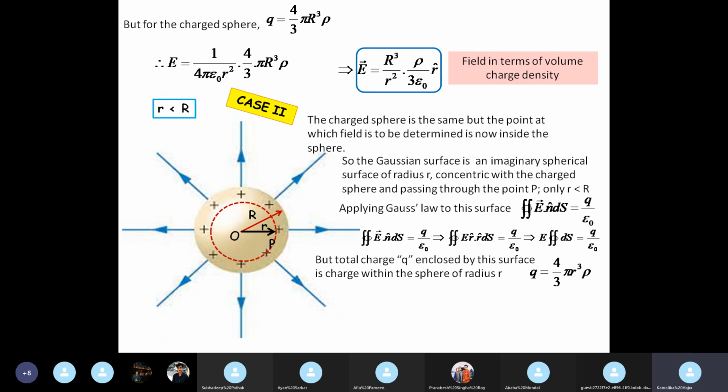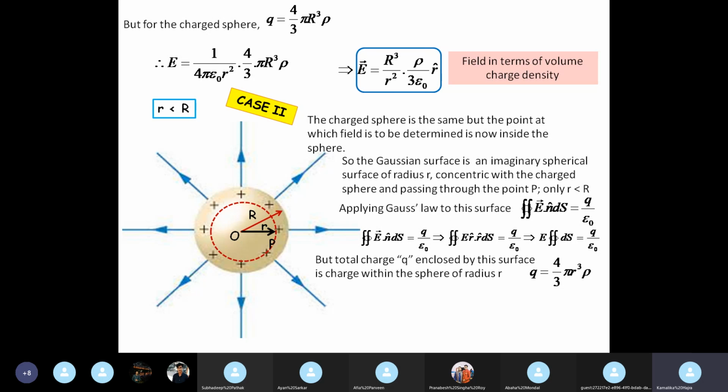So we cannot consider that. Okay. So the charge enclosed is 4/3 pi small r cube rho, not capital R cube rho. It is 4/3 pi small r cube rho. This much you have to keep in mind, that when the point is inside, we have to consider only that portion of the solid sphere which is enclosed by my Gaussian surface. Any charge that lies outside this is not contributing to the field inside.